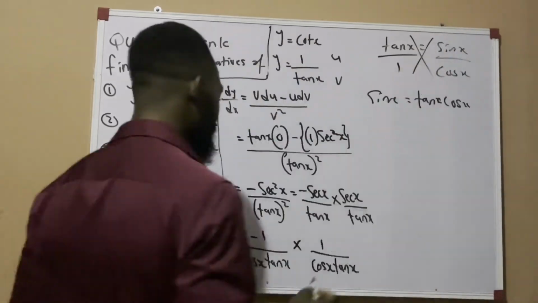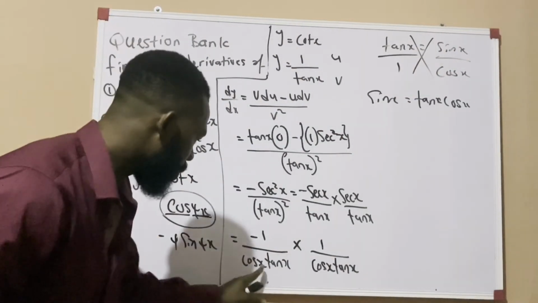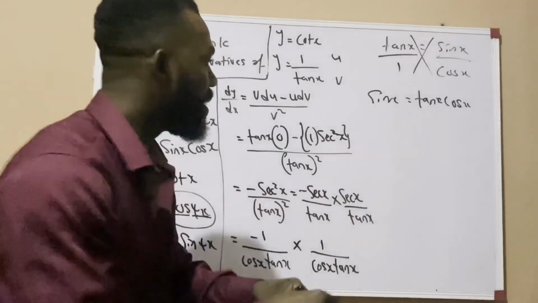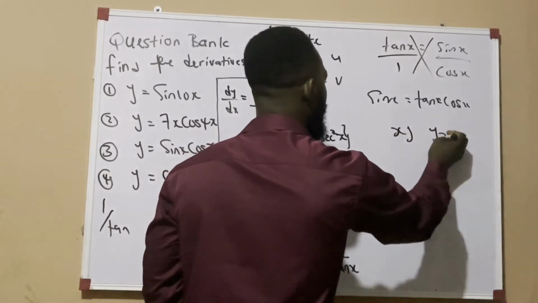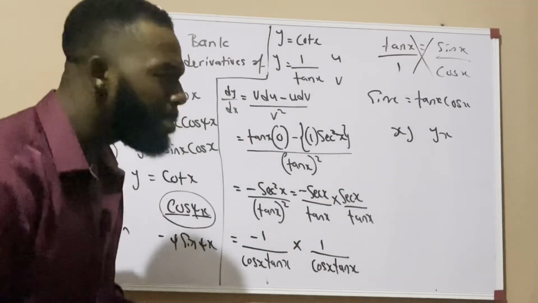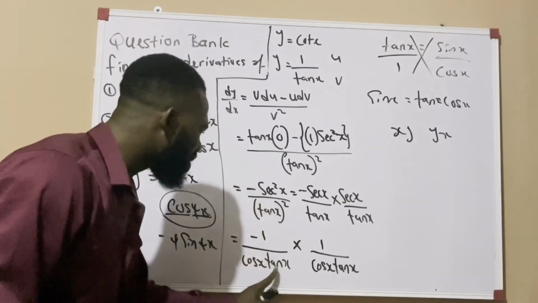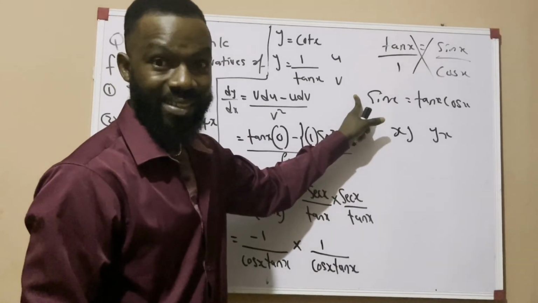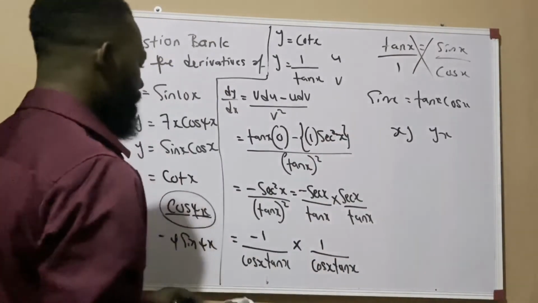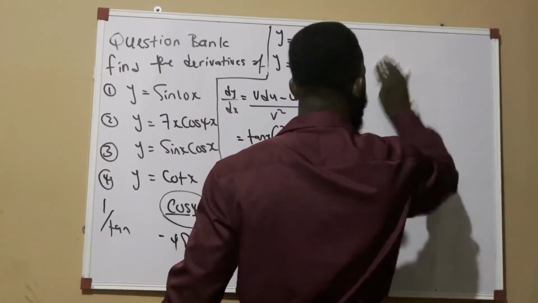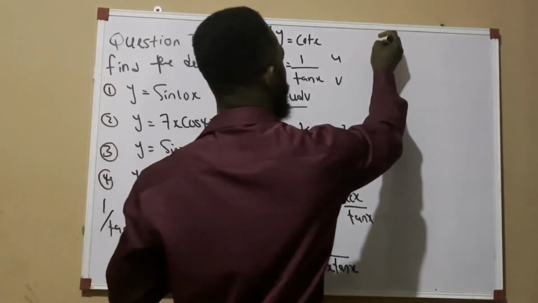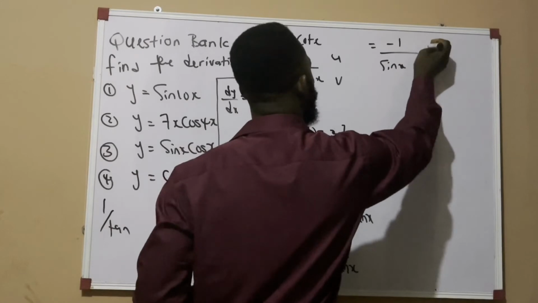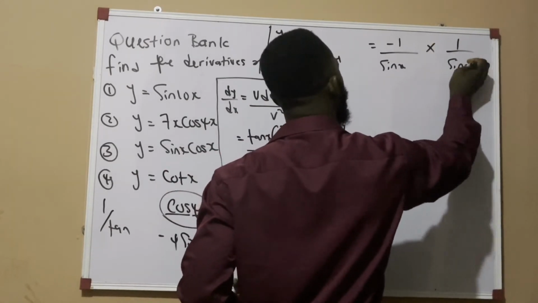Now the class, come on, watch. What do I have here? Cos x tan x. What do I have here? Tan x cos x. They are the same thing. It's just like saying xy and yx. They are the same thing. So anywhere we see cos x tan x, what are we going to put? Sin x. So without wasting time, here becomes minus 1 over sin x times 1 over sin x.